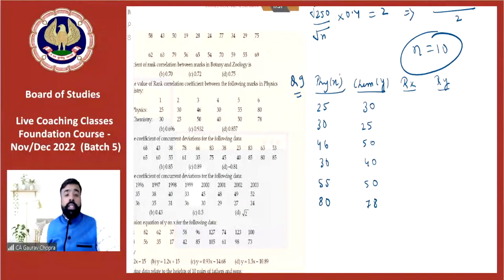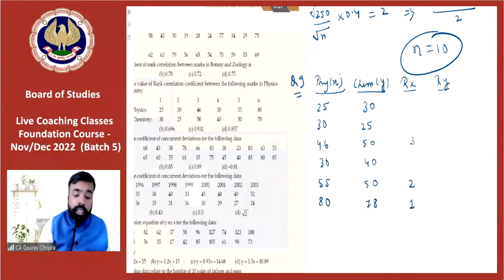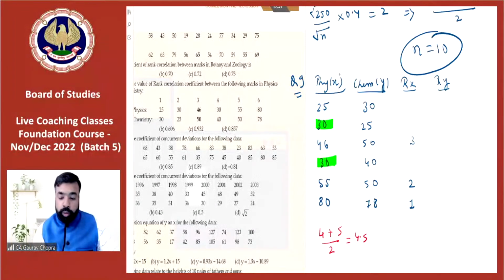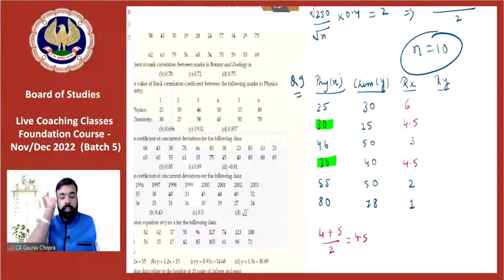So if we are talking about series X, first rank will be given to 80. Second rank will be given to 55. Third rank, 46. Now fourth rank is for 30, and 30 is coming at two places. So there is a tie between fourth and fifth place. Whenever there is a tie, take average. So what is the average? 4.5. So you can use 4.5 rank at both the places, and the last rank will be 6.